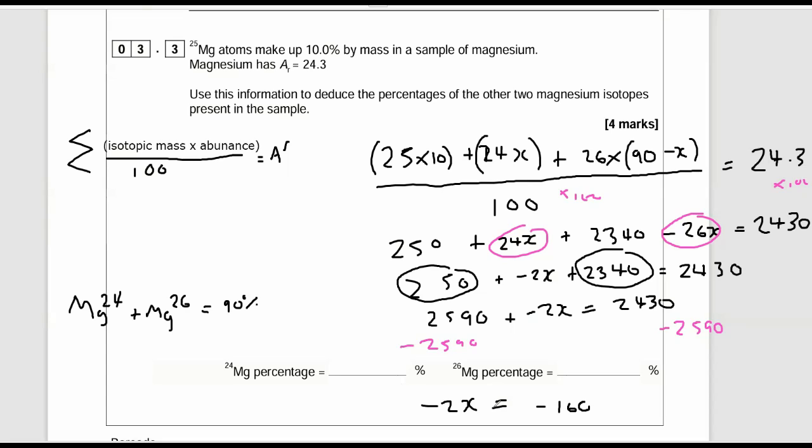What do we do then? Well, we need to find out what x is. So we're going to go minus 160 divided by minus 2. And that is going to equal 80. So x is 80. So magnesium 24 has an 80% abundance and magnesium 26 has a 10% abundance. Now you could have got these the other way around. It depends which one you assume is x at the start.